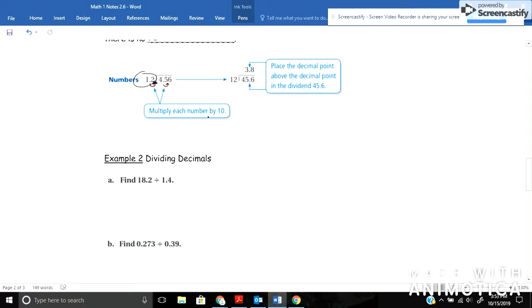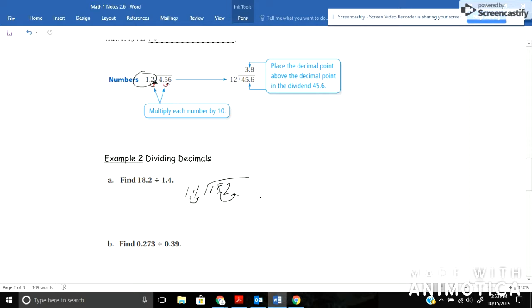18.2, first number goes inside the long division sign, divided by 1.4. Again, I want my divisor to be a whole number, so I'm going to move this one spot to the right. If I do that, I also need to move my decimal one spot to the right in the dividend.